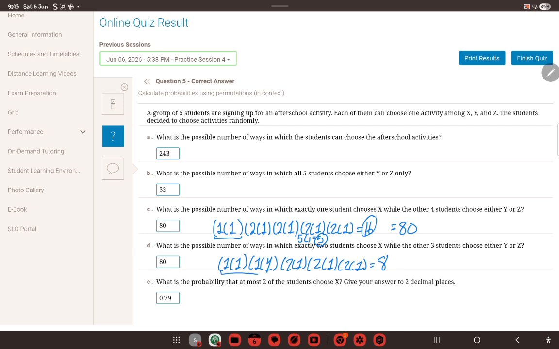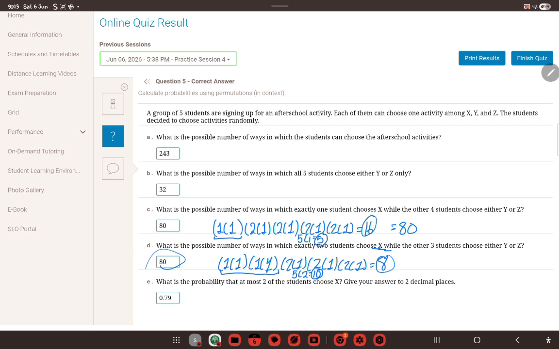And these two people who are choosing 1 can be any of the students. I didn't understand this, but I understood the rule. So since it's 2, we do 5C2, which is equal to 10. Okay, you get 10. Since these are 2 students that choose X, we do 10 times 8, we get 80.